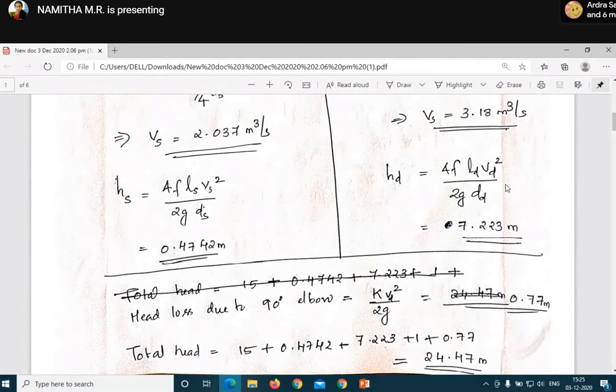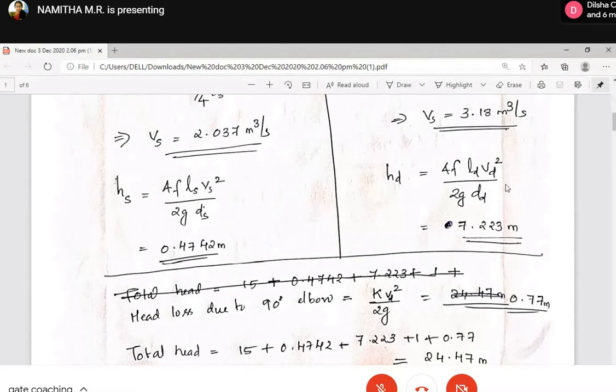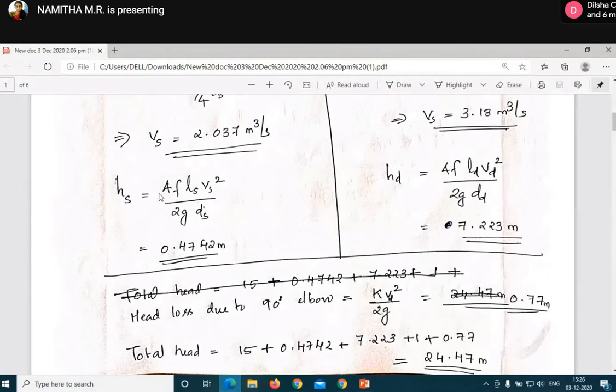Is this step clear for you? Yes, miss. So you got friction losses at the suction side as well as the delivery side.